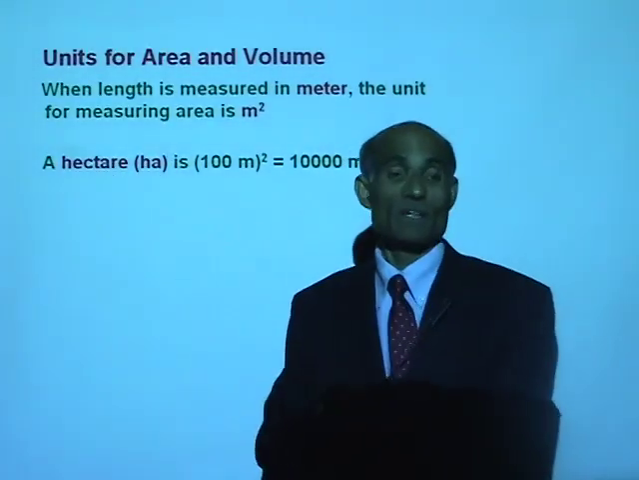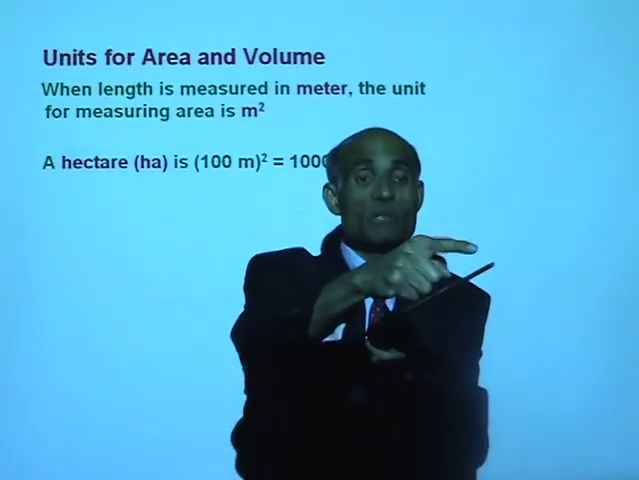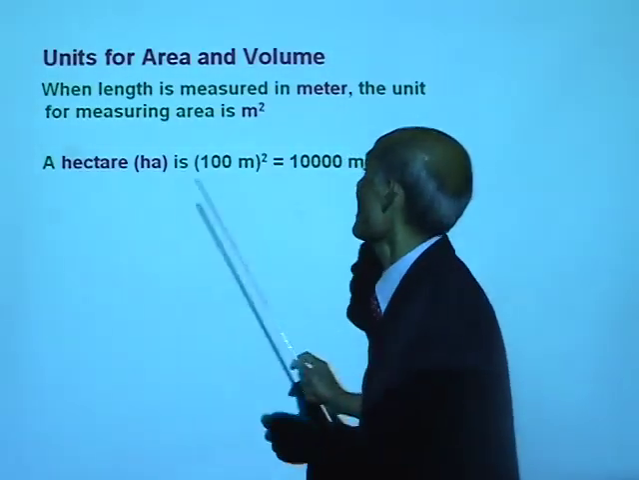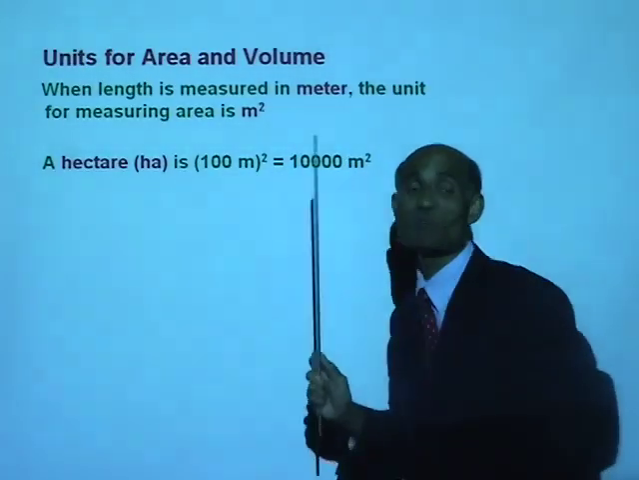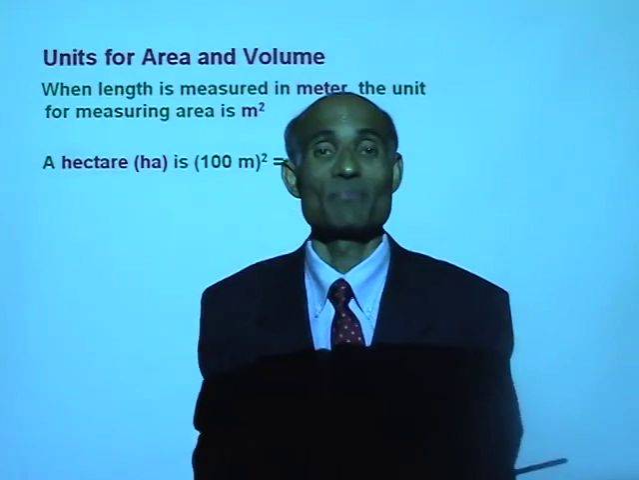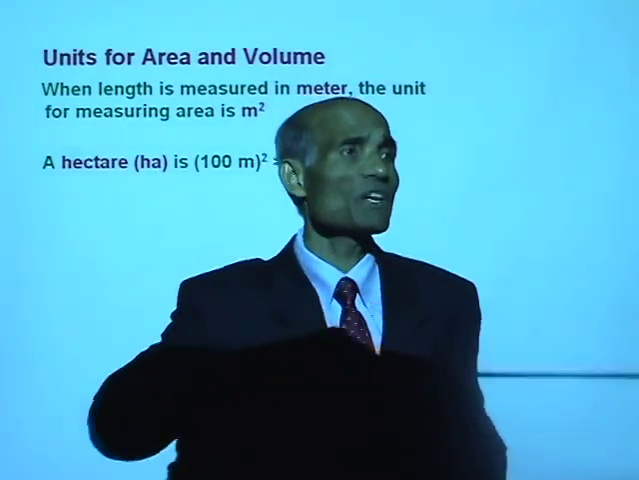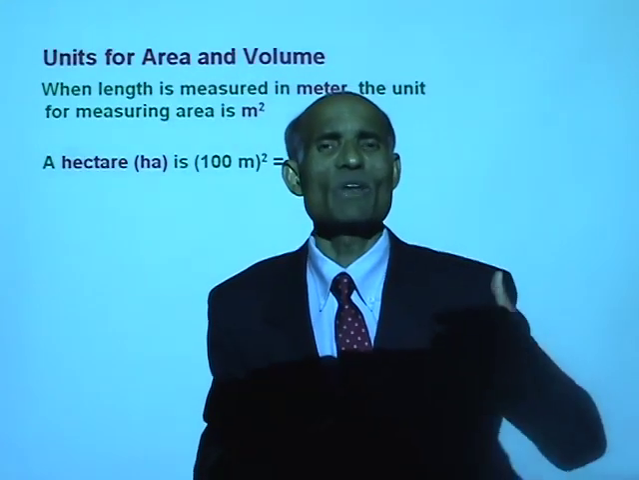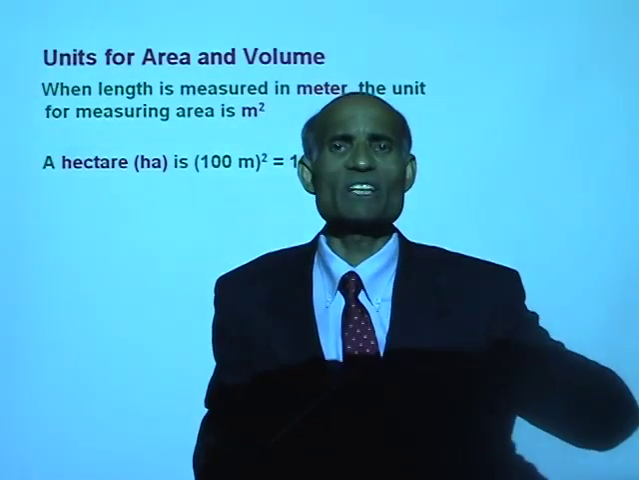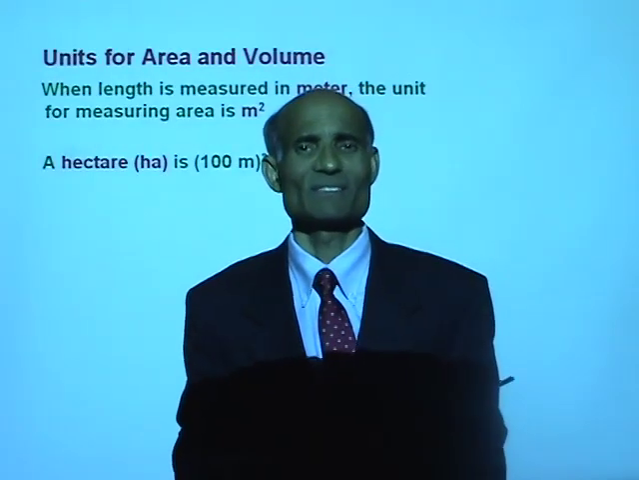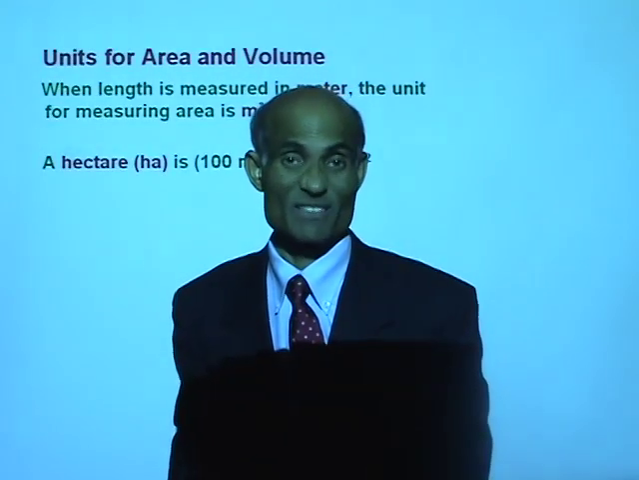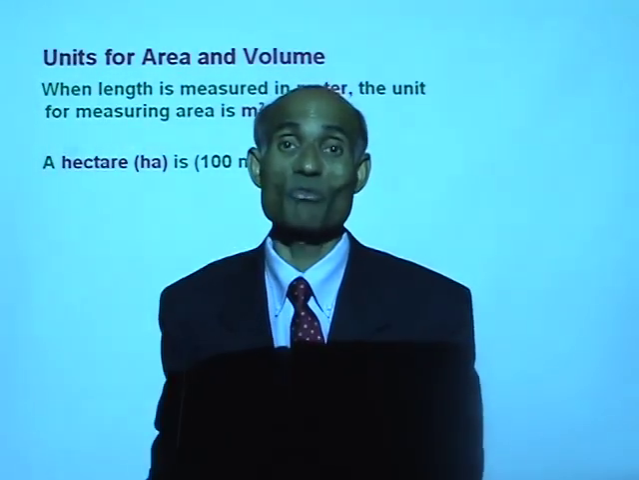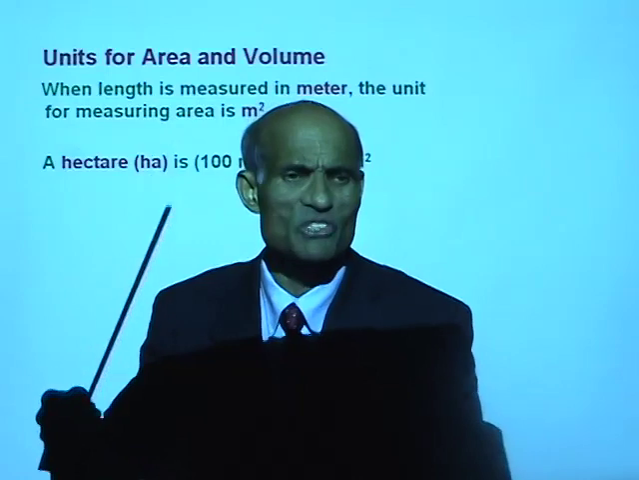In other words, a hectare is 100 meter multiplied by 100 meter, and that is 10,000 meters squared. So, if you take a football field, for example, will it be more than a hectare or less than a hectare? Well, it will be much less than a hectare. A hectare is much more than a football field. It's nice to visualize these things in your mind.